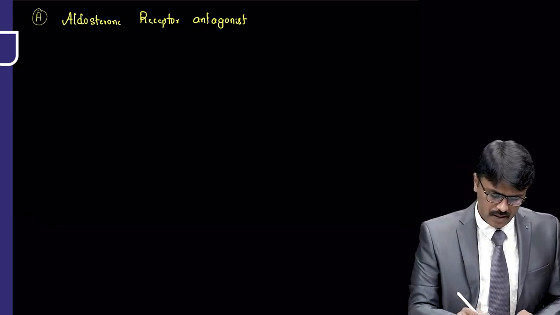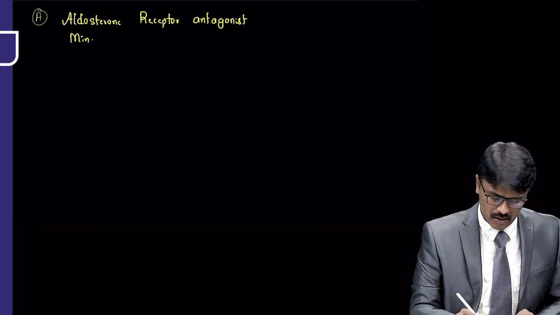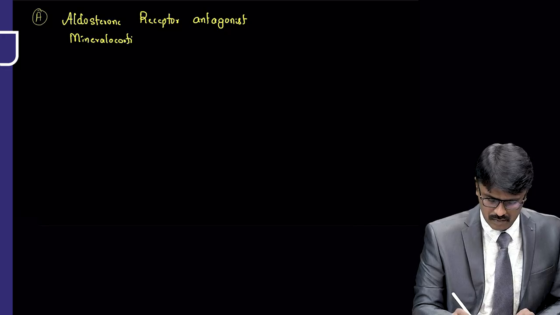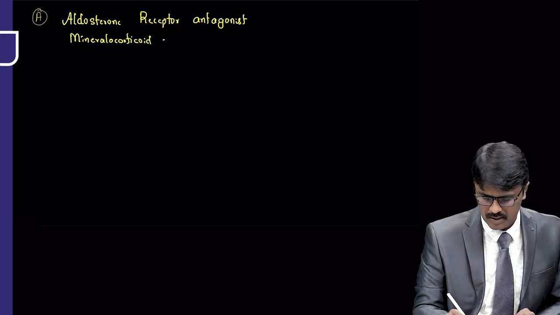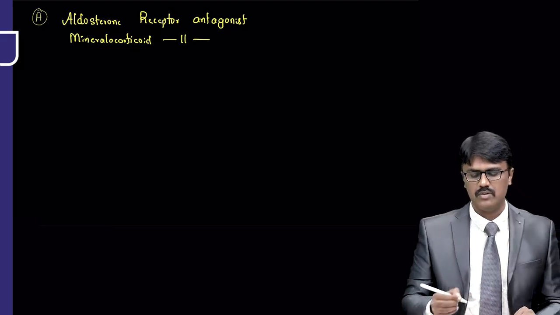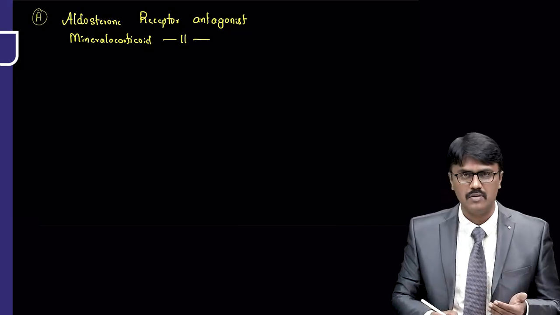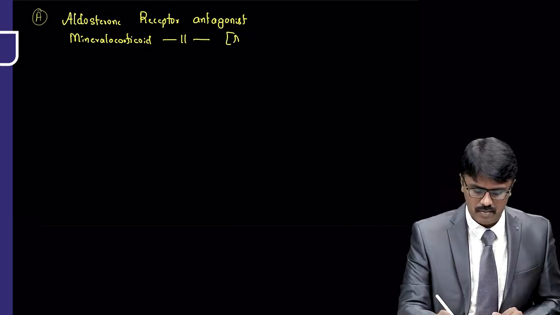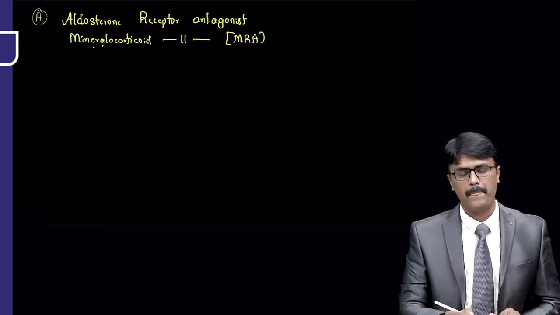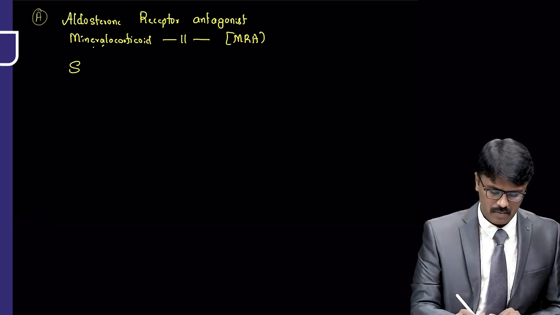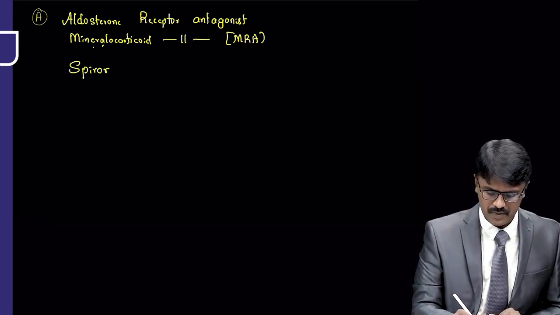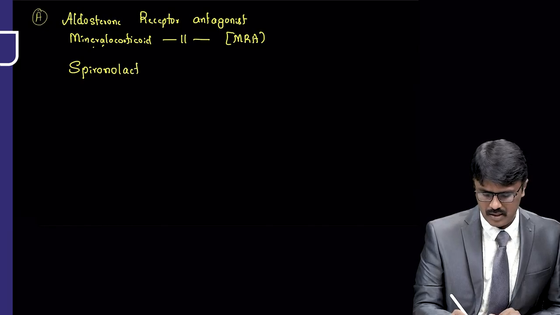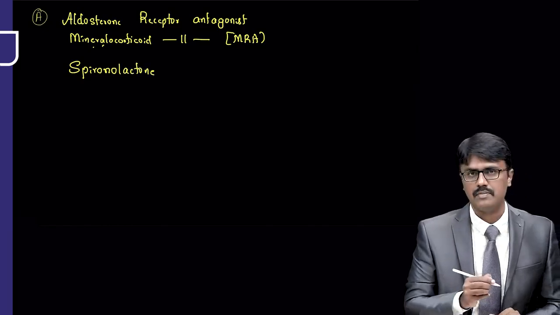Now, it is also called as mineralocorticoid receptor antagonist. So many times when the question they have given mineralocorticoid receptor antagonist, students are confused. It is also called by that name. Why? Because mineralocorticoid is nothing but aldosterone. The main drug what you need to keep in your mind is spironolactone. The drug is called spironolactone.